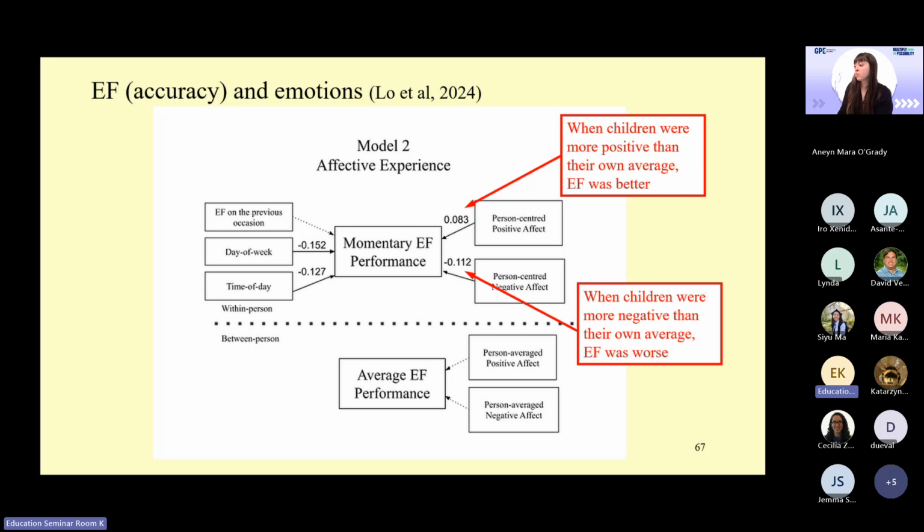Importantly, we also asked children about their cognitive engagement and task difficulty and competence beliefs and effort, but these did not predict executive functioning performance. We haven't published that because null findings are not that popular in the literature, but I think we still should.